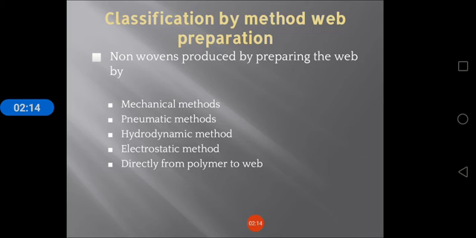Classification by method of web preparation. Nanowinds produced by preparing the web by mechanical method, pneumatic methods, hydrodynamic method, electrostatic method, and directly from polymer to web.